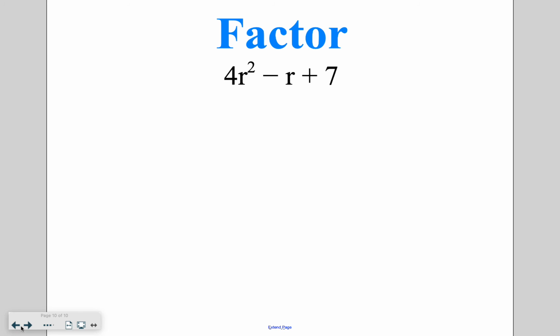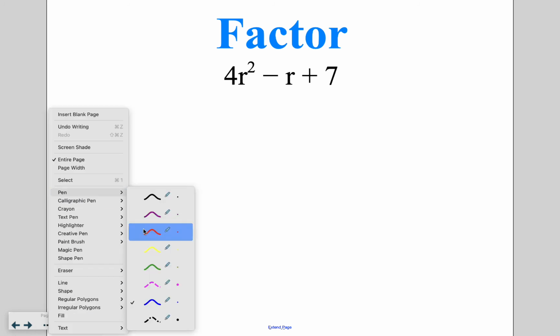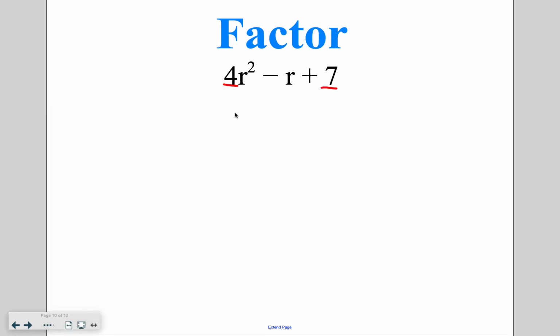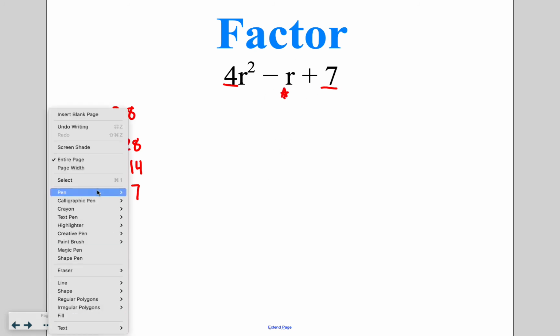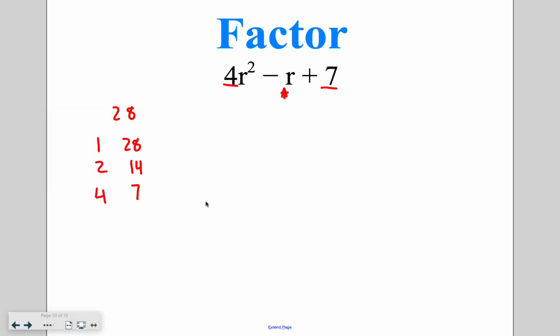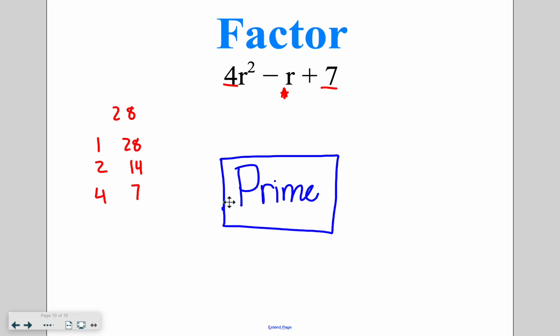With this last one here, I cannot divide by anything, and I do 4 times 7 to give me 28. So my factors of 1 and 28, 2 and 14, 4 and 7. Now there is truly nothing that can get me to a negative 1. So because I could not divide by anything, and there is nothing that adds or subtracts to our middle term, this is an example of a prime trinomial that cannot be factored with a leading coefficient.